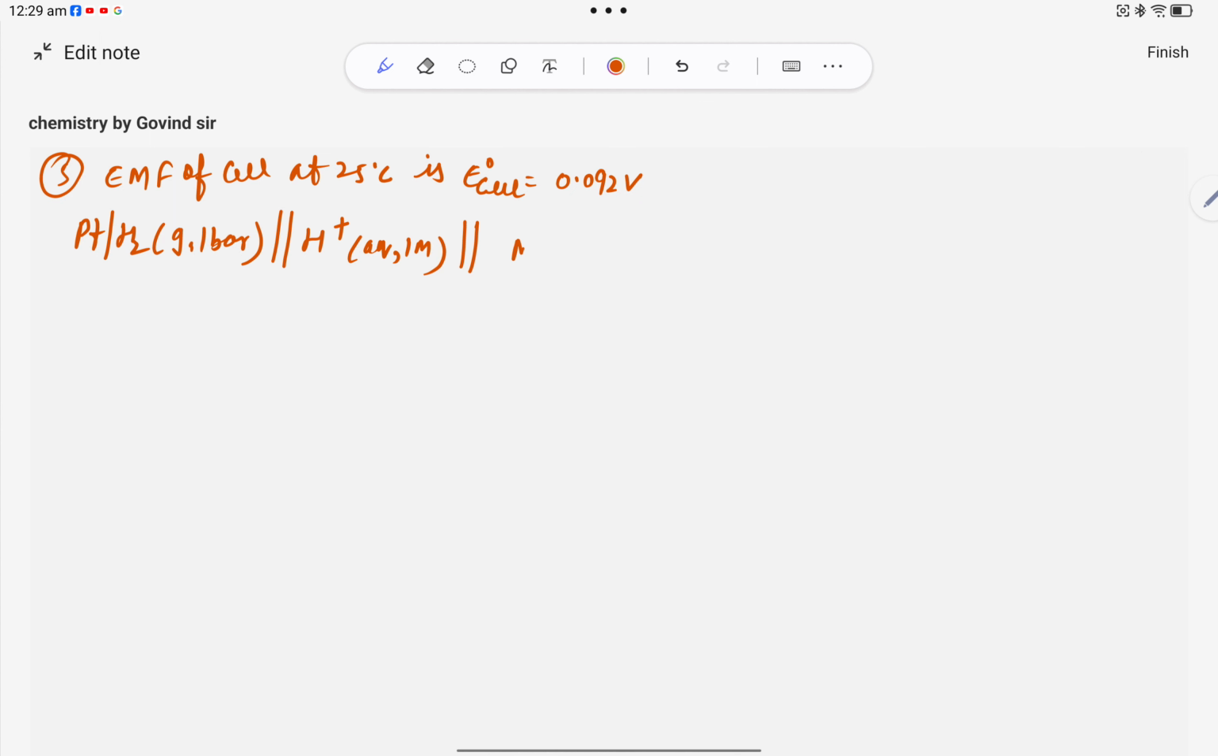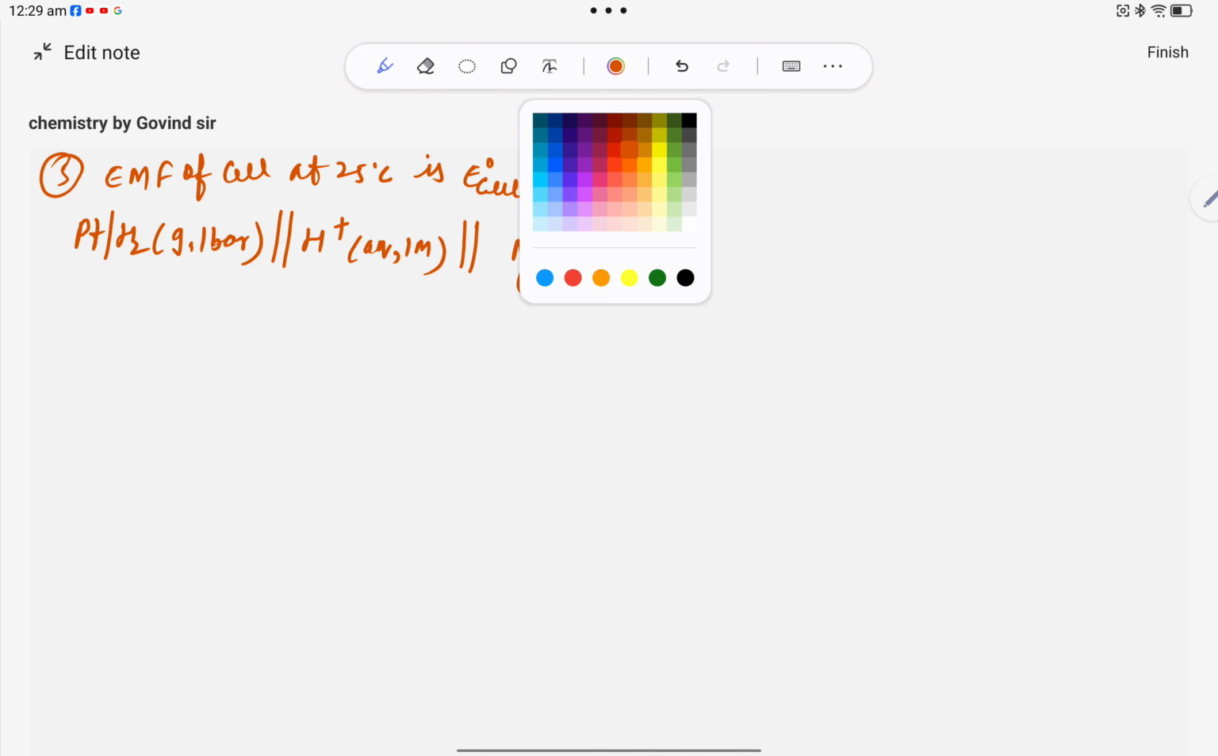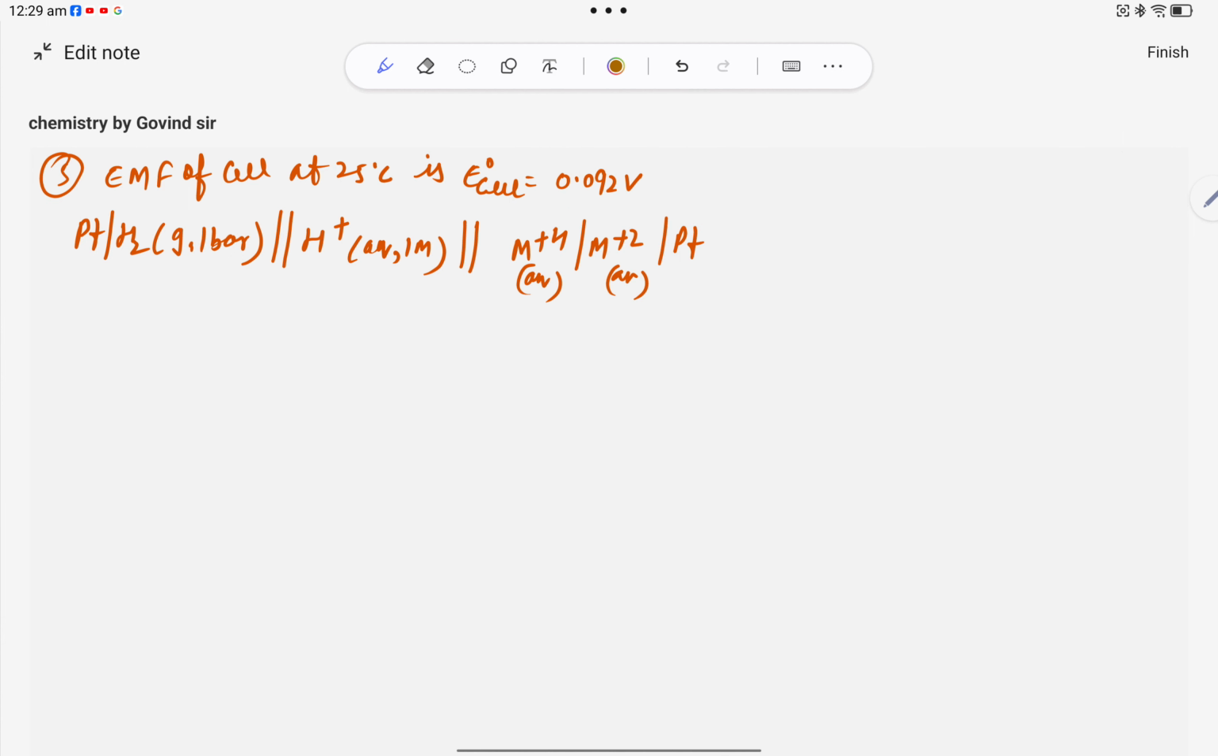Again salt bridge, M4+ aqueous, M2+ aqueous, and platinum. Platinum is used as a reference electrode. So here this is your anode, and this is your cathode. Value is also given.